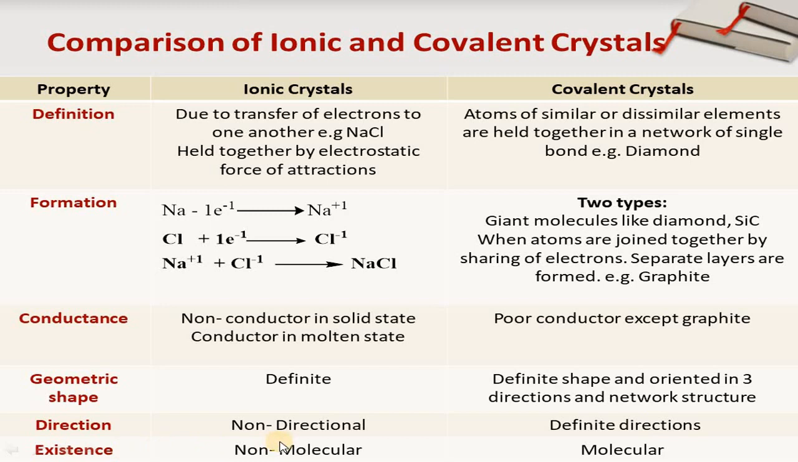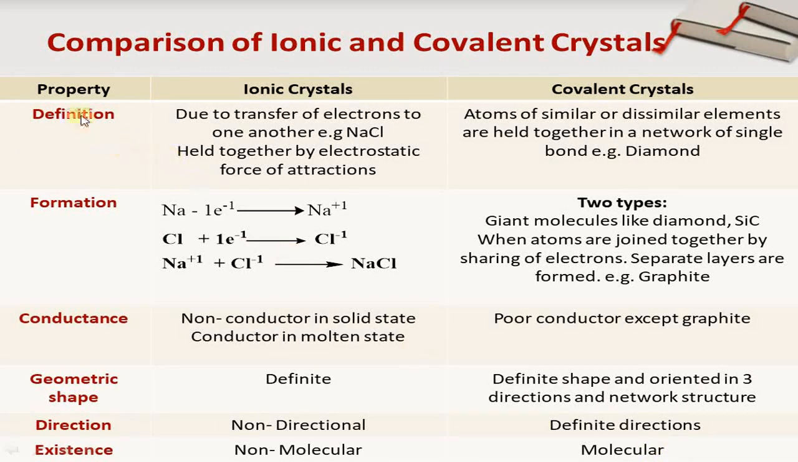Existence. Ionic crystals do not exist in the molecular form. They are non-molecular. While covalent crystals can exist in molecules due to their covalent nature. For example, we have S8, P4 and ice. These are examples of covalent crystals.